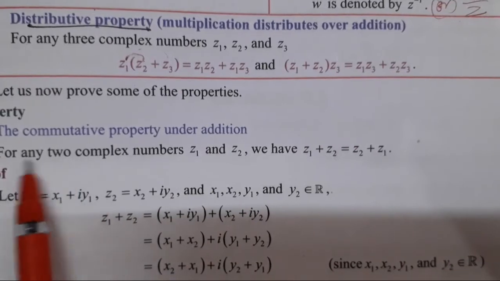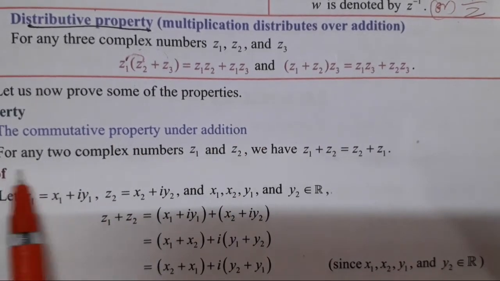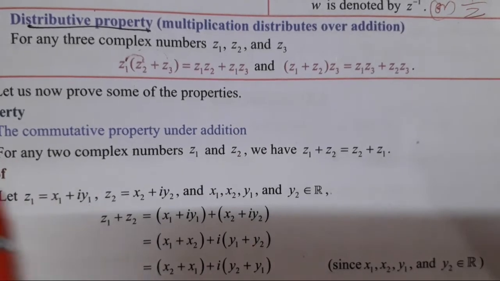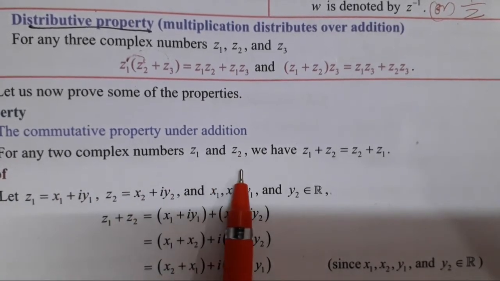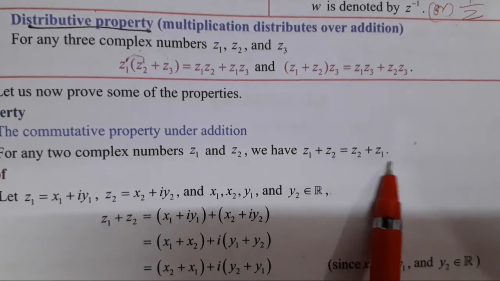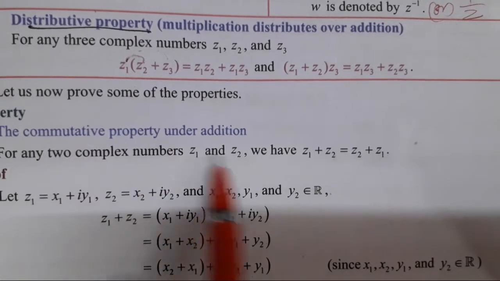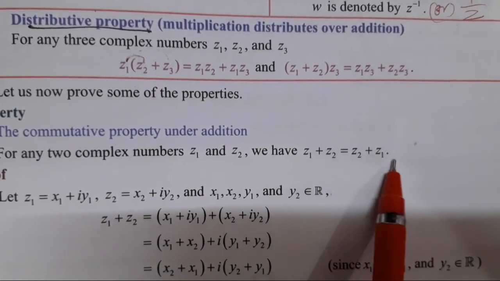Next, we will learn about the commutative property under addition. How to add two complex numbers, already studied. So, see what is the property we learn about now. For any two complex numbers Z1 and Z2, we have Z1 plus Z2 equal to what we know? Z2 plus Z1. What is our commutative property? Z1 plus Z2 equal to Z2 plus Z1. A plus B equal to B plus A.